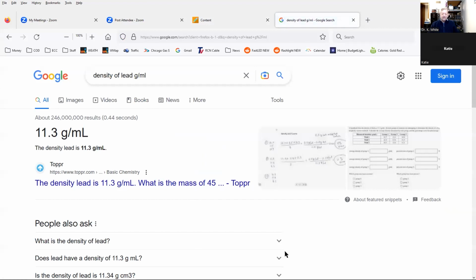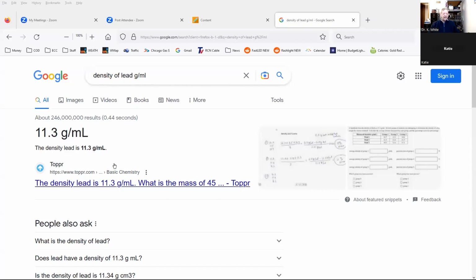Does everybody see on your screen? Let's see, I didn't want to do that. All right. You should see density of lead is 11.3 grams per milliliter. Now, water has a density at room temperature 1.00. So if you put a lead cannonball in a barrel of water, guess what's going to happen? Put a cannonball in a barrel of water, it sinks. Why? Because the density of lead is higher than the density of water.